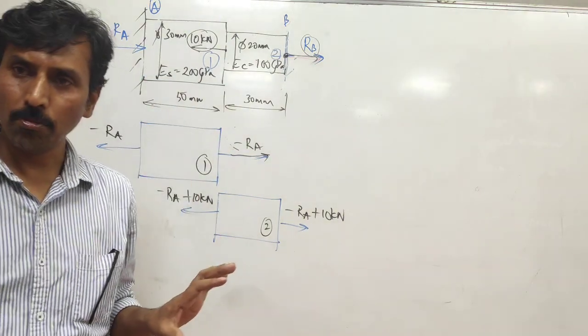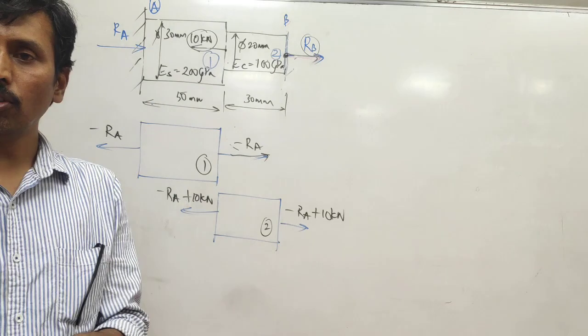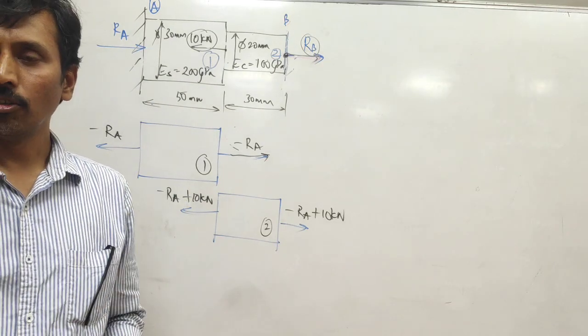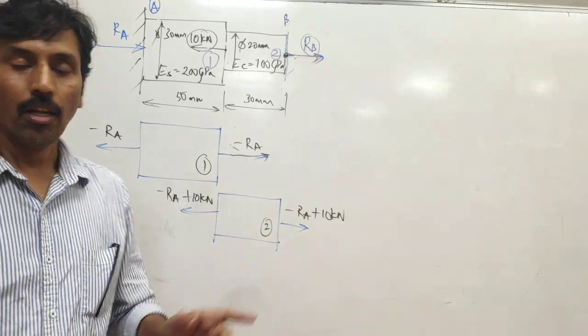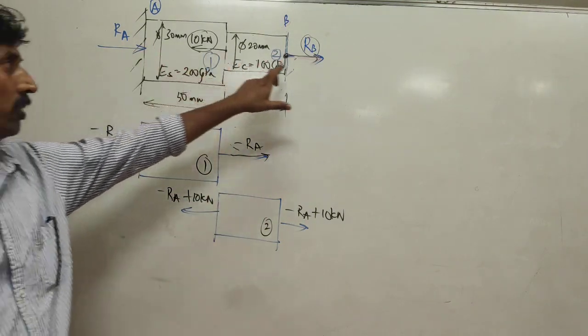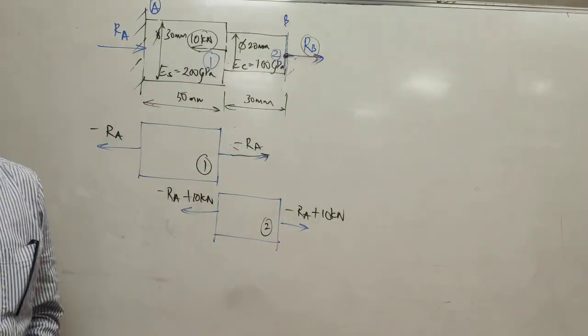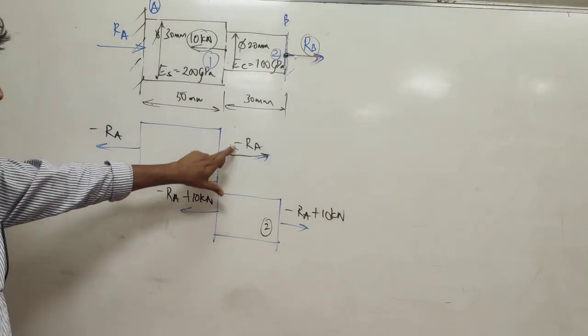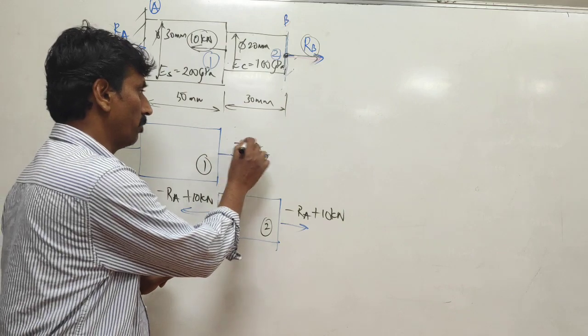Basically in this type of problems, they will not ask you to find out dl, because dl is 0. What they will actually ask you to find out are the reaction forces RA and RB. So I know this reaction force, minus RA.